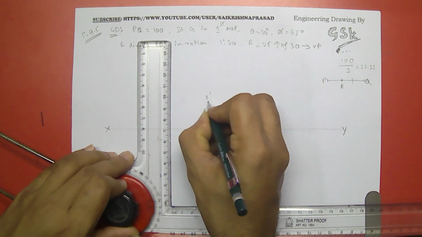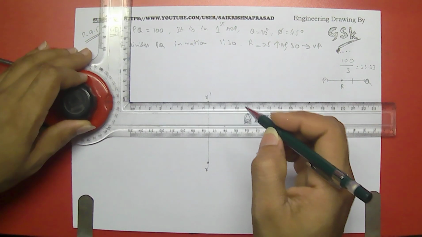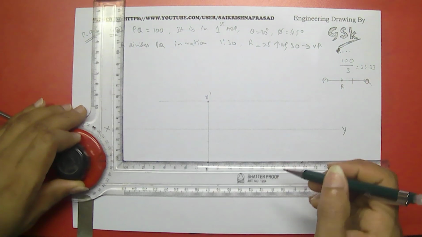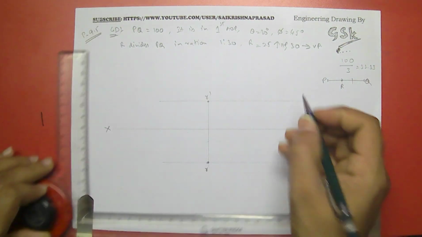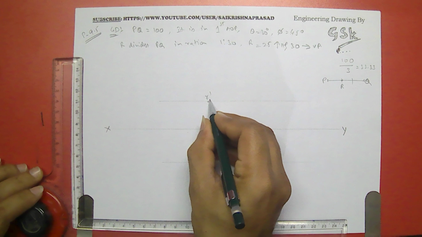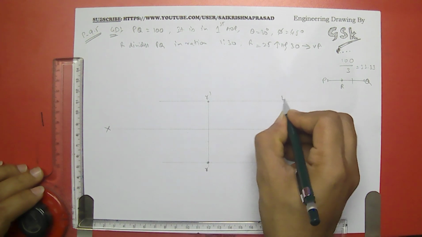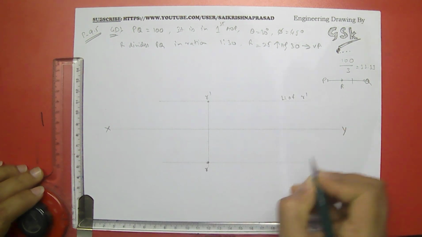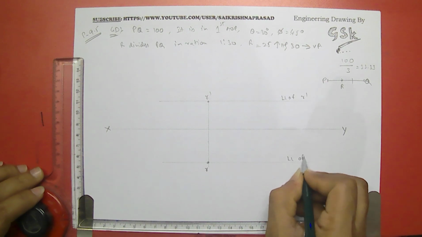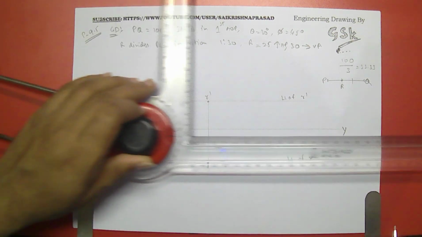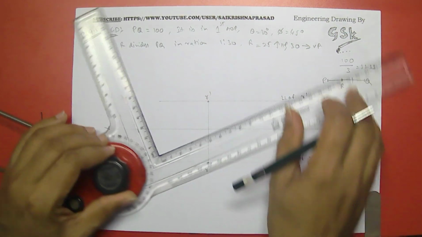This is R. So I'll be drawing the locus line from both front and top. This is the front view of R and top view of R. This is LL of R dash, LL of R. Okay. Now the front view angle is given as 30 degrees.